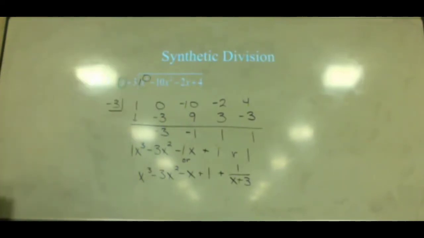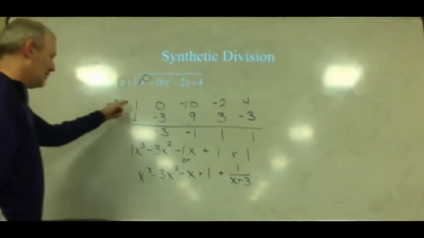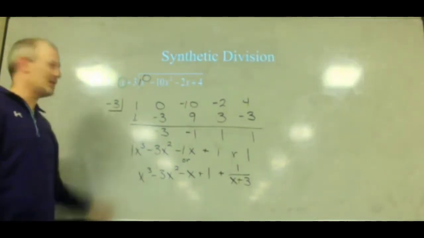How do you get the first step, just number 1? Just copy it down? You just drop it down. Whatever's there, you put it down there.